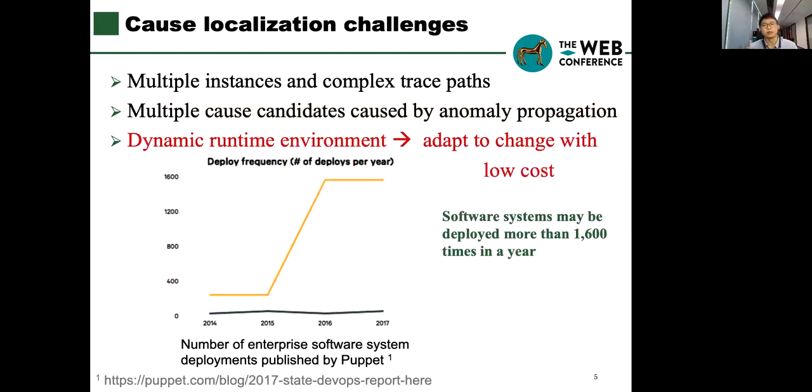In addition, microservice systems usually have rapid updates. Published DevOps reports show that a microservice may be deployed more than 1,600 times in a year. Therefore, root cause localization methods need to adapt to the dynamic runtime environment at a low cost.